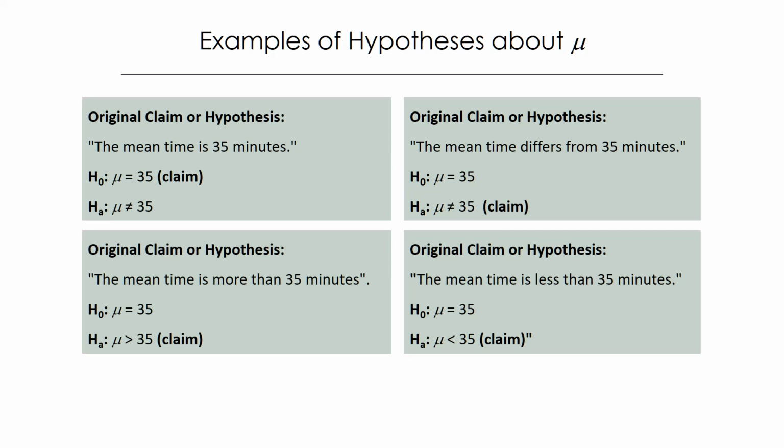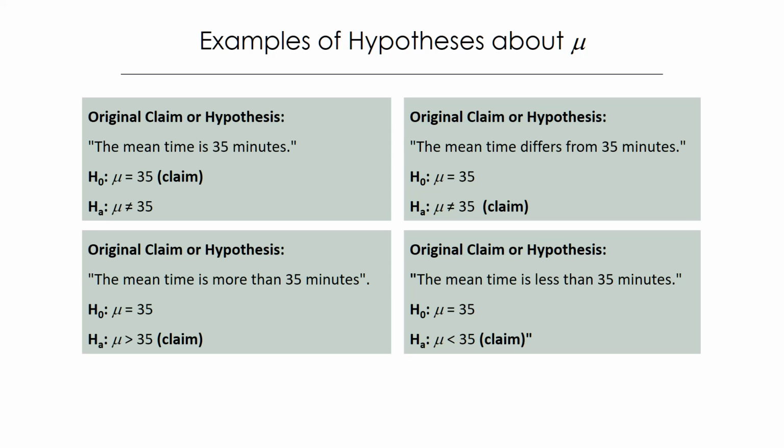So if you look at these four possibilities, the null hypothesis is always that the mean is equal to some value, in this case 35. And the alternative hypothesis is that the mean somehow differs from 35. Either it's just not equal to it, or it's greater, or it's less.